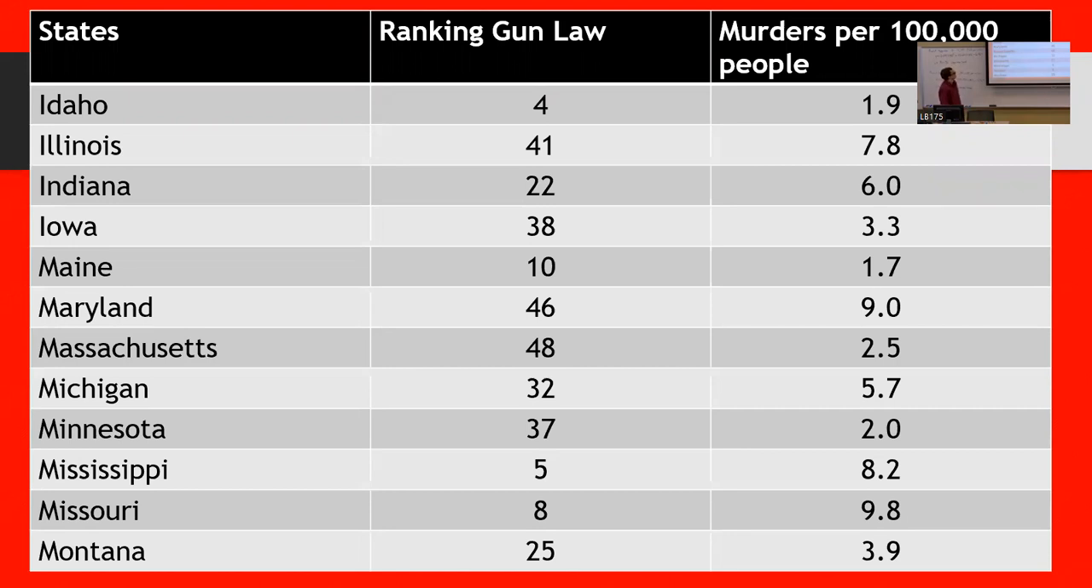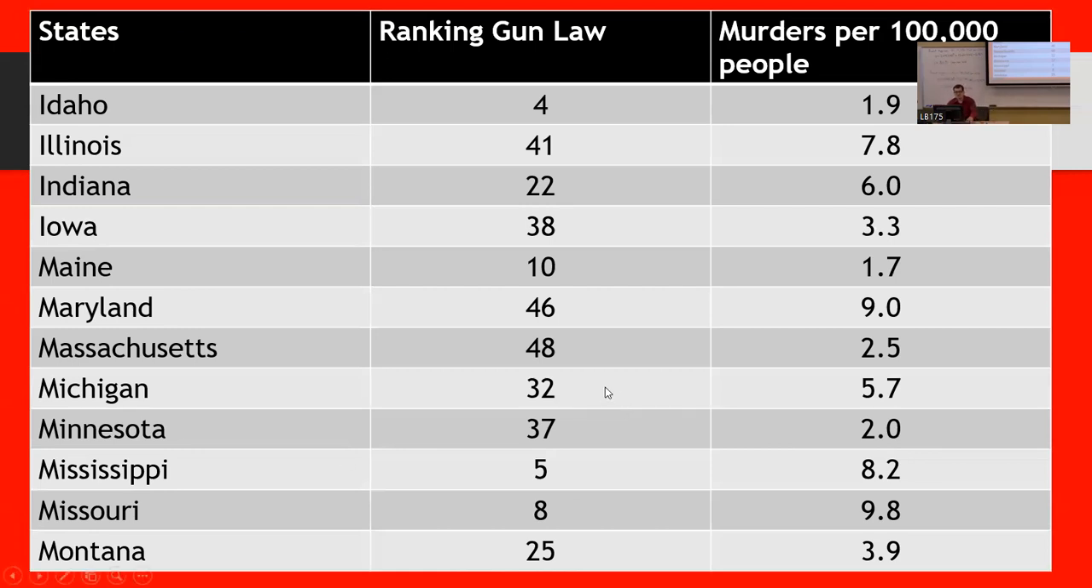So Idaho has less strict gun laws. Massachusetts has fairly strict gun laws. So they get the higher number. Idaho is pretty loose about their gun regulations, and they have the lower numbers. They got Idaho, Mississippi. Lower levels of gun laws.